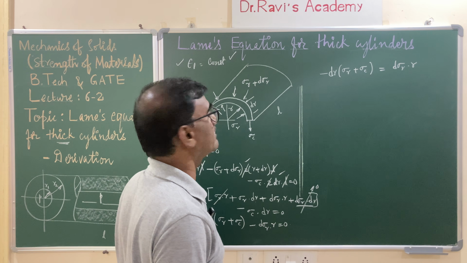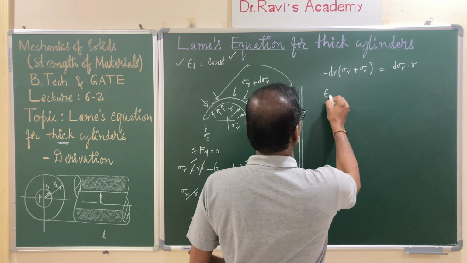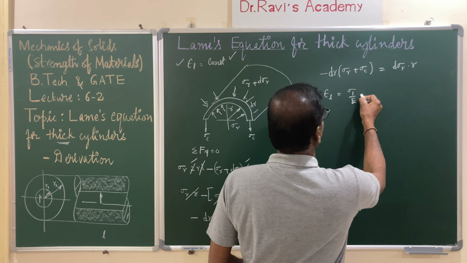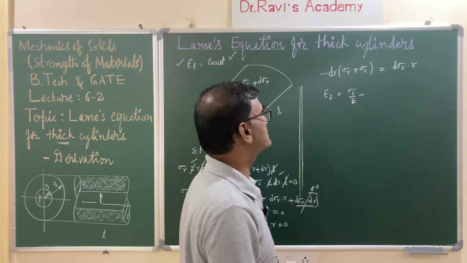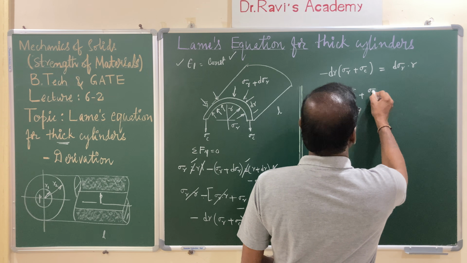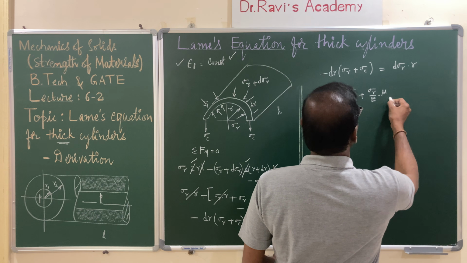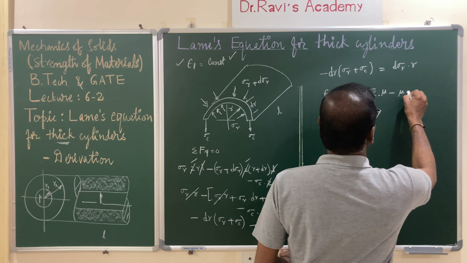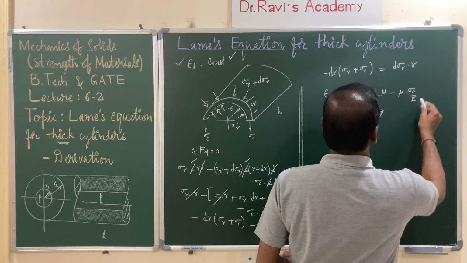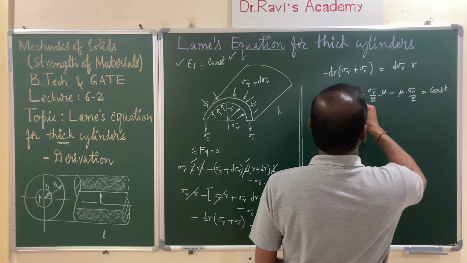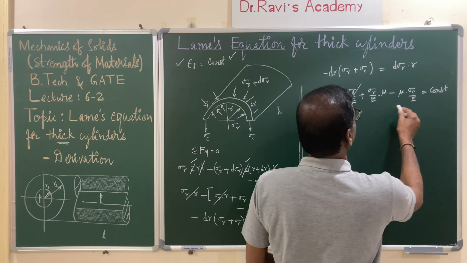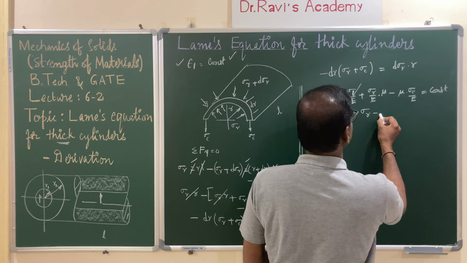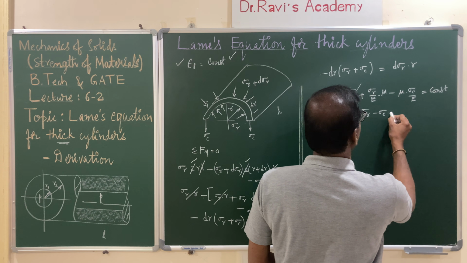Now let us consider the strain, the longitudinal strain. Write the expression for longitudinal strain: it is longitudinal stress sigma L by E, minus the radial stress, which is compressive so it becomes plus, sigma R by E into mu, minus the third stress, the circumferential one, again mu times sigma C by E. This is constant, and mu by E is also constant, and you are left with sigma r minus sigma c being some constant.